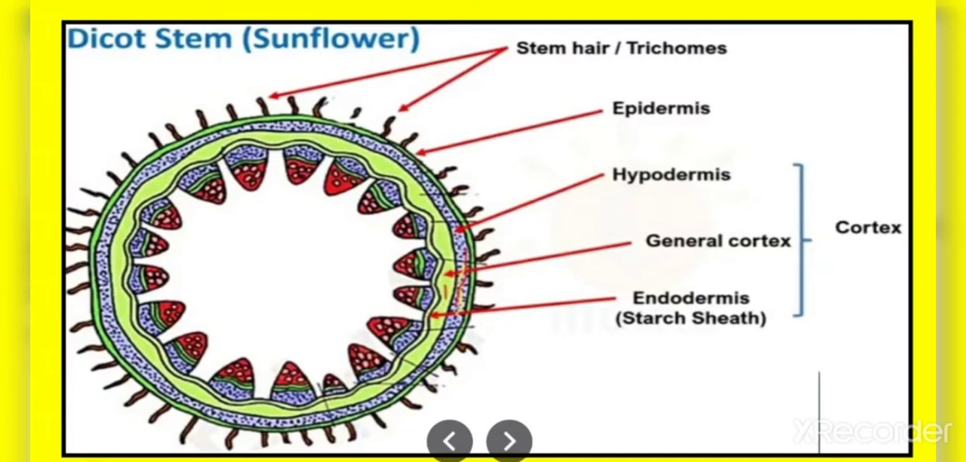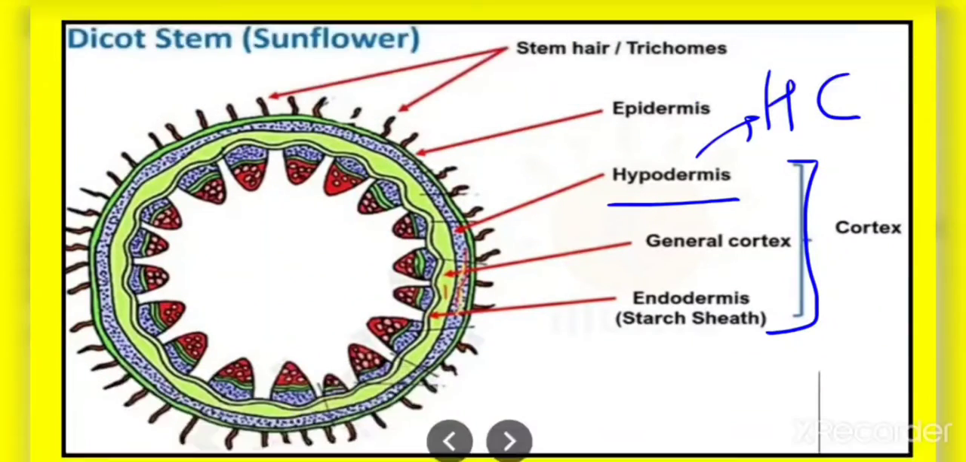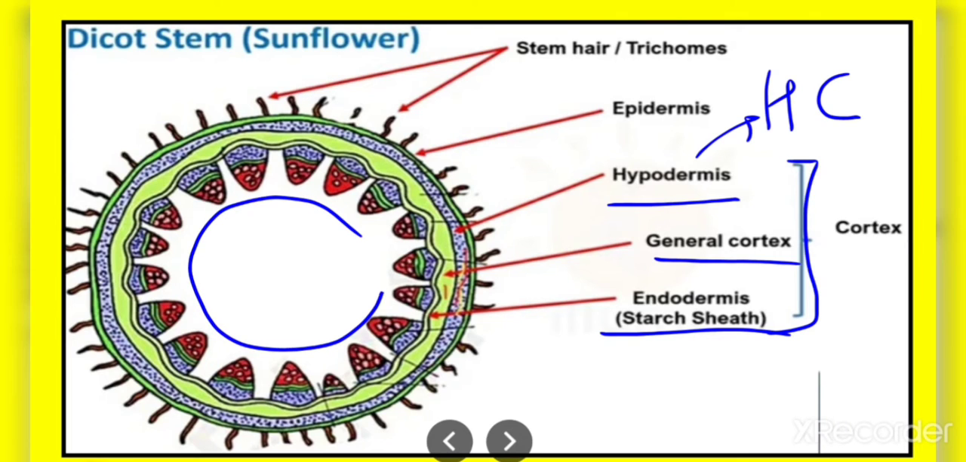Fine. So we can see the cortex. What is the cortex made up of? By the combination of hypodermis on the outer side, and remember HC, HC Verma sir of physics, his famous books on physics. Do you remember that? So remember, hypodermis of the dicot stems is made of collenchyma cells, followed by the general cortex, that is the parenchyma cells, and the innermost layer, that is the endodermis. And what is the endodermis of a dicot stem called? It is called the starch sheath. It is going to be storing a lot of starch. And this interior part is the pith.